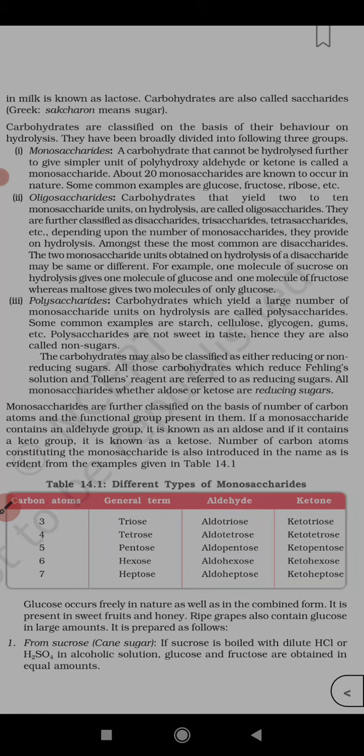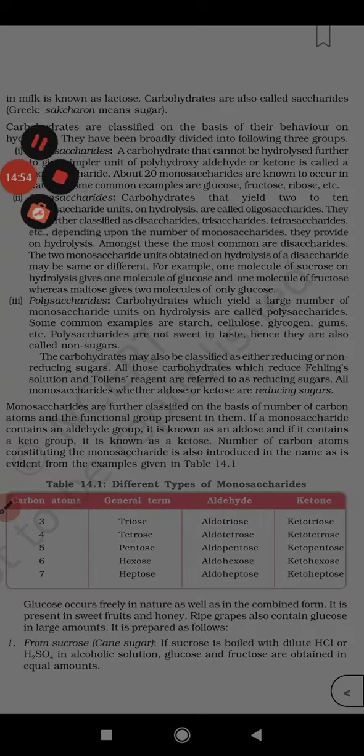Carbohydrates may be classified as either reducing or non-reducing sugars. How can we say they are reducing or non-reducing? All those carbohydrates which reduce Fehling solution and Tollens reagent are referred to as reducing sugars. All monosaccharides, whether aldose or ketose, are reducing sugars.